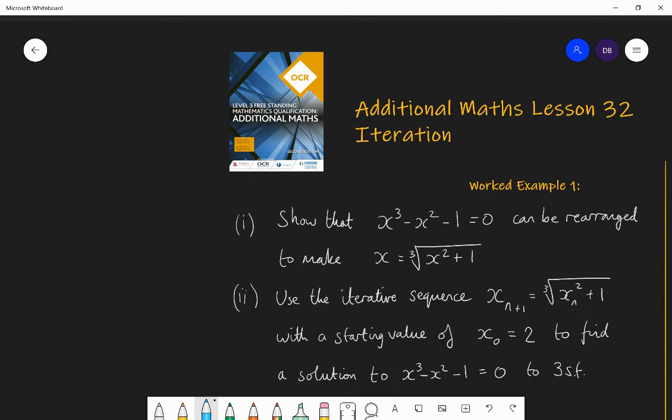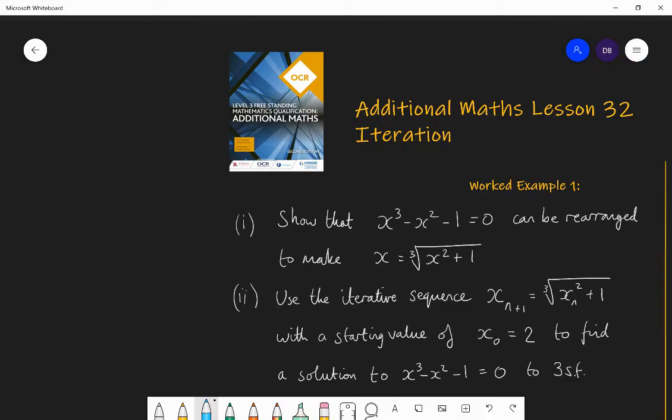Welcome to lesson 32 of Additional Maths with Mr. Barrow. Today we're going to be looking at iteration. This is a GCSE topic, but I'm going to go into far more detail than you need at GCSE so that you understand it fully, why it works and what the point of it is.